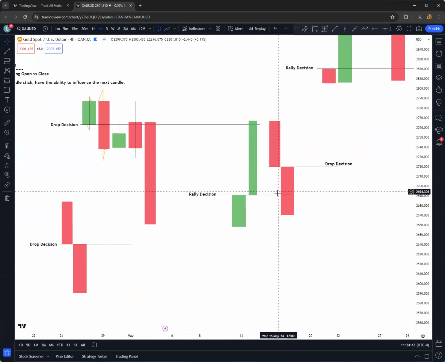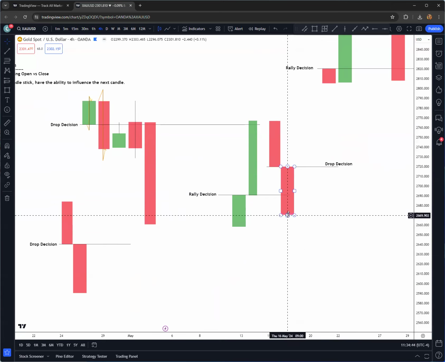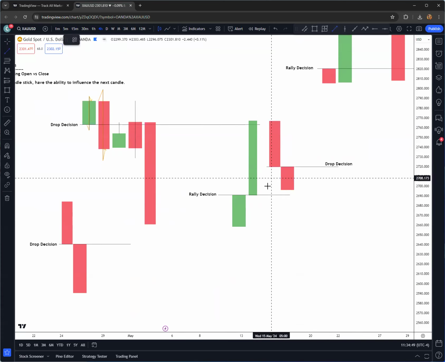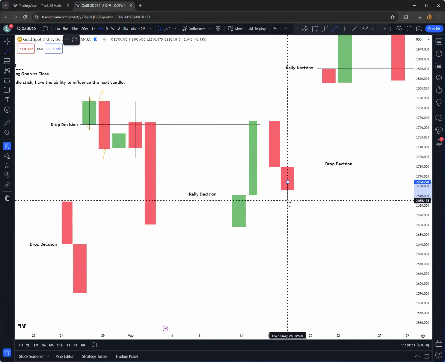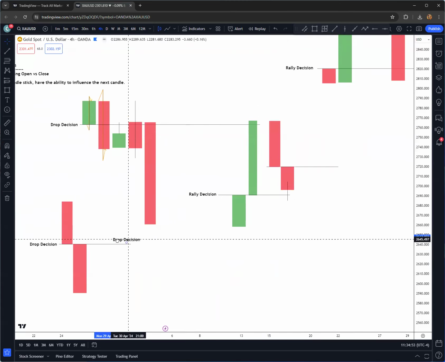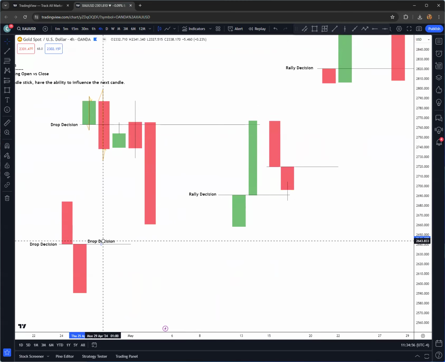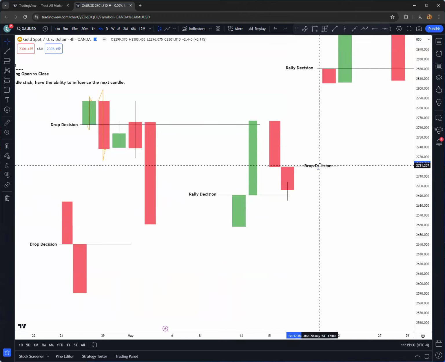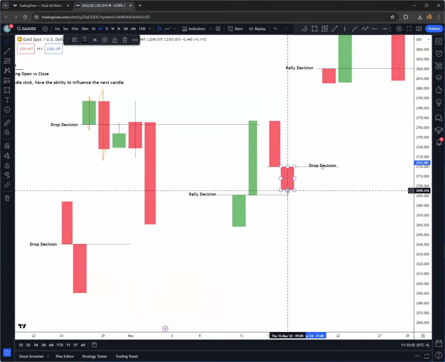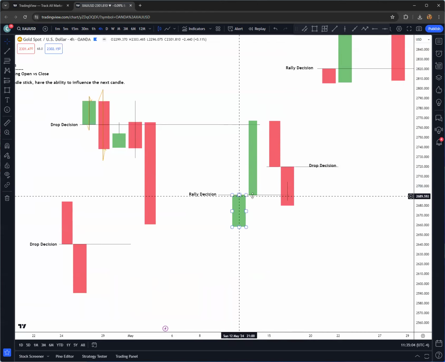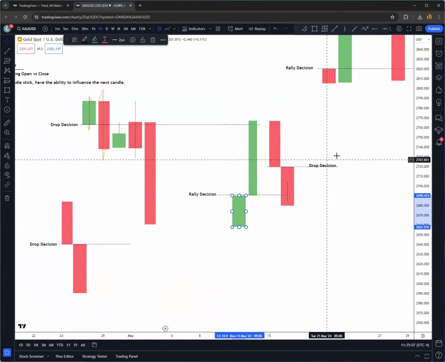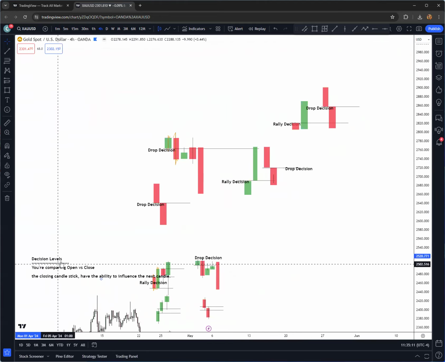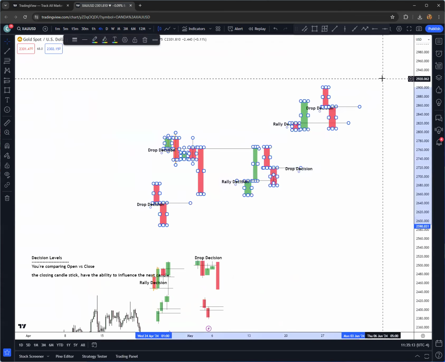So you will be stressing some importance of this. If this candle did something like this, this is not a drop decision anymore. It's just a regular open and close, nothing to this. But if it does this and closes beyond this, it makes it a drop decision. Those are the two main important things about decision levels. So I'll put this back down here. I'll get rid of this.